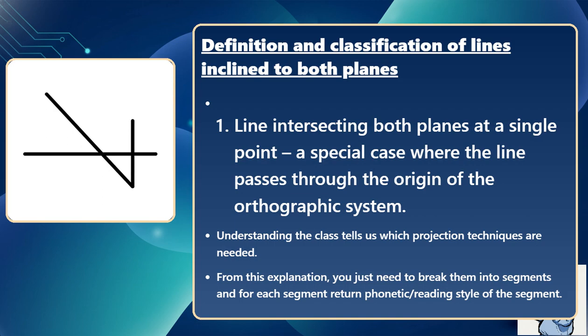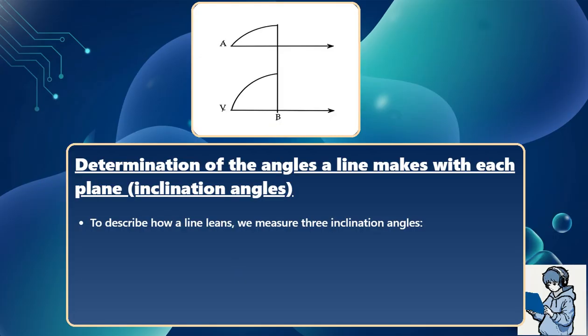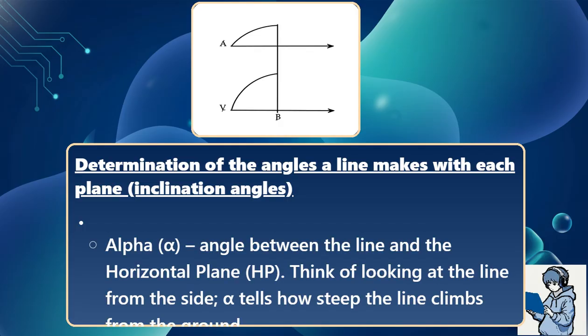To describe how a line lands, we measure 3 inclination angles. Alpha, angle between the line and the horizontal plane, HP. Think of looking at the line from the side. Alpha tells how steep the line climbs from the ground.